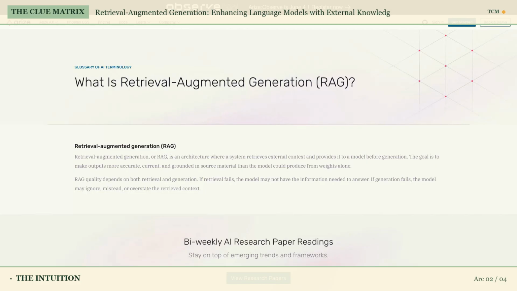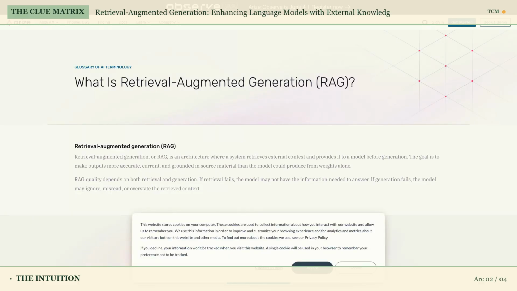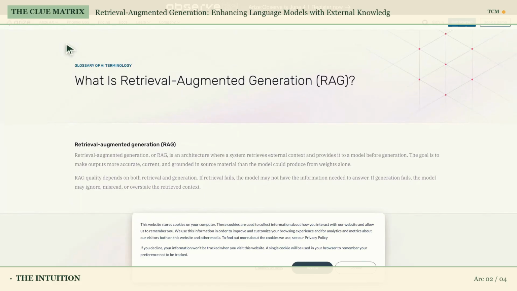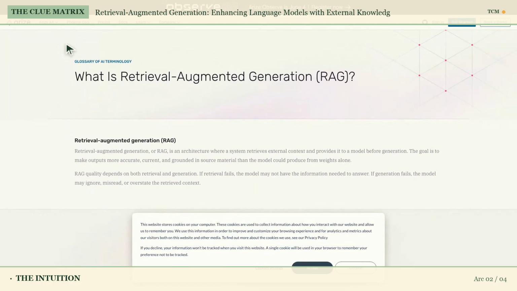This blog post gives a really clear, concise definition. Retrieval-Augmented Generation, or RAG, is an architecture where a system retrieves external context and provides it to a model before generation. That's a good starting point, but it's more sophisticated than a simple Google search.